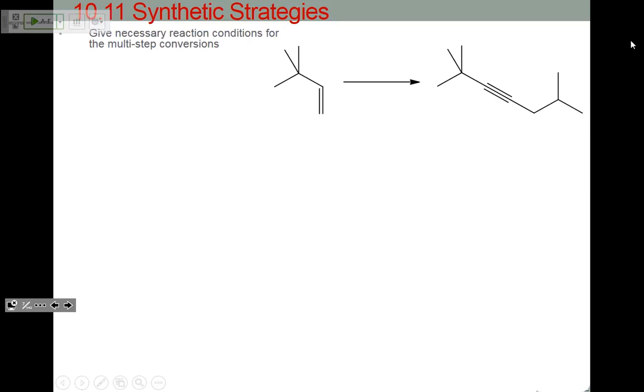So in this case, that tert-butyl group is pretty clearly in both our starting material and our final product. So we see this tert-butyl group, and we see it here. So it's pretty clear where our starting carbons came from.